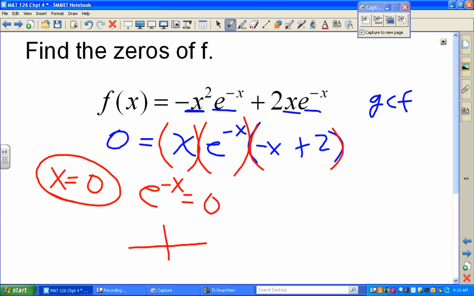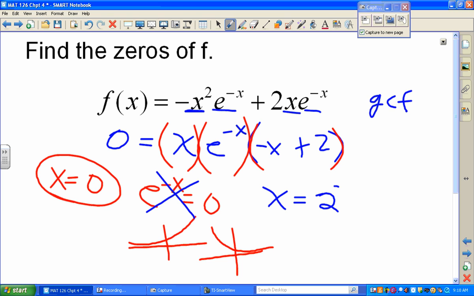Well, e to the x looks like this, with a horizontal asymptote at 0. E to the negative x flips over the y-axis. So where will this graph equal 0? In other words, where will this graph cross the x-axis? It won't. There's a horizontal asymptote there. So the second factor does not yield any solutions for this problem. That brings us to the third factor. When will it equal 0? At positive 2. Okay? So those are the two solutions, 0 and 2.